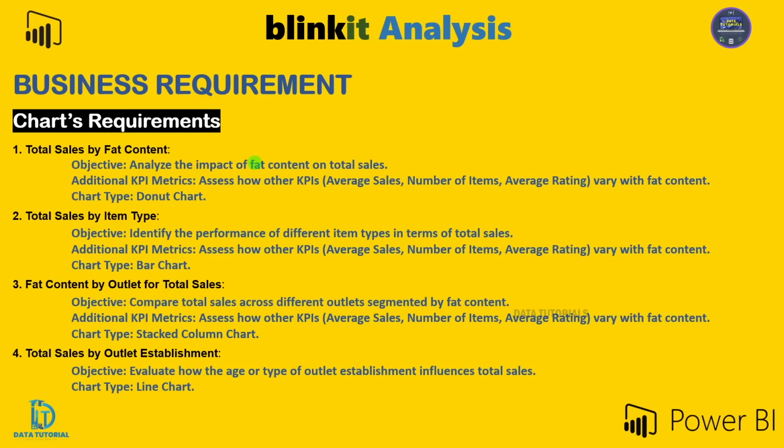And the additional KPI metrics we are going to find out is this fat content based on average sales, number of items, and average ratings, right? So based on these three different measures, we are going to find out this particular fat content. And the chart type which the customer has suggested is a donut chart. So he is asking us to create a donut chart so that he can take an insight from that, right? So now I have mentioned the chart type also.